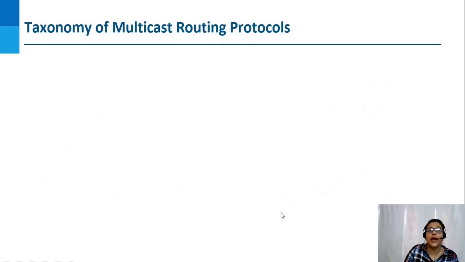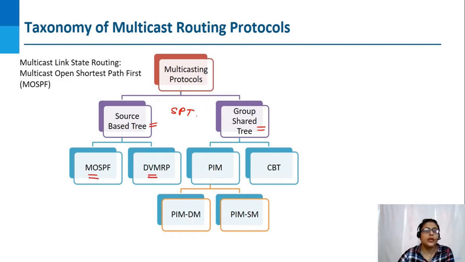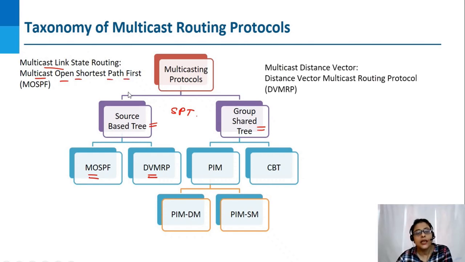Let us now look into the taxonomy of multicast routing protocols. Multicast routing protocols, as we have seen in the previous slides, use either a source-based tree or a group shared tree, and this tree is the shortest path tree that is formed. In source-based tree, we can have MOSPF or DVMRP. MOSPF is based on multicast link state routing, and it is known as multicast open shortest path first. DVMRP is distance vector multicast routing protocol, and it is based on multicast distance vector routing.